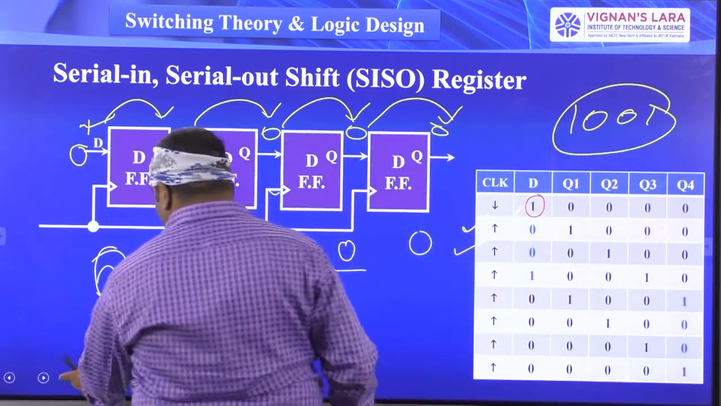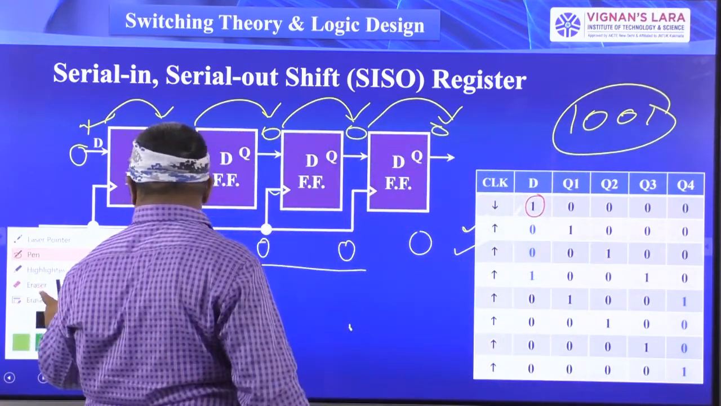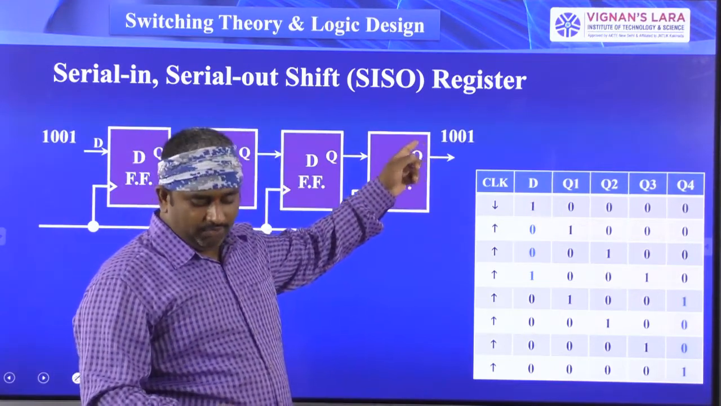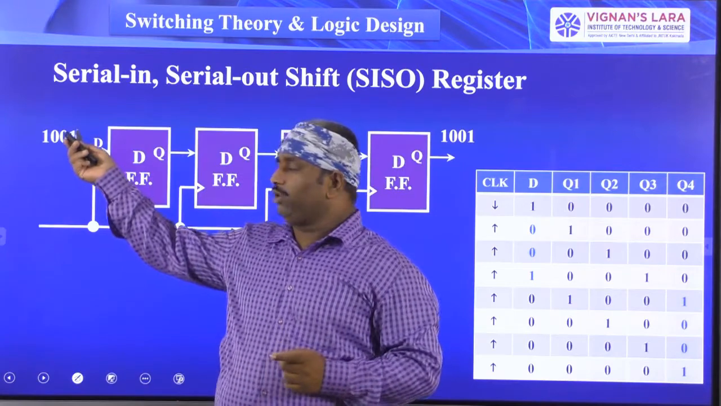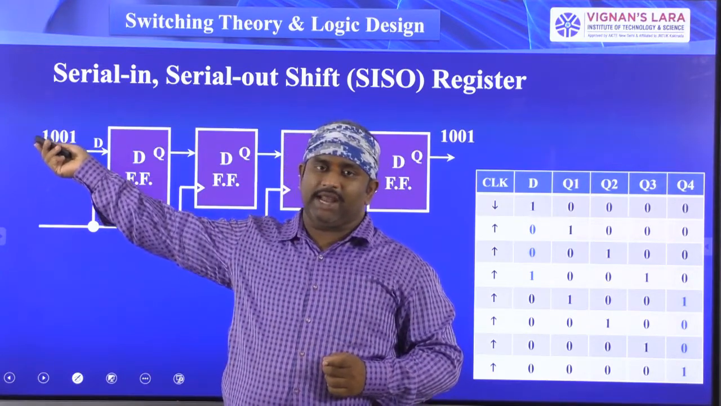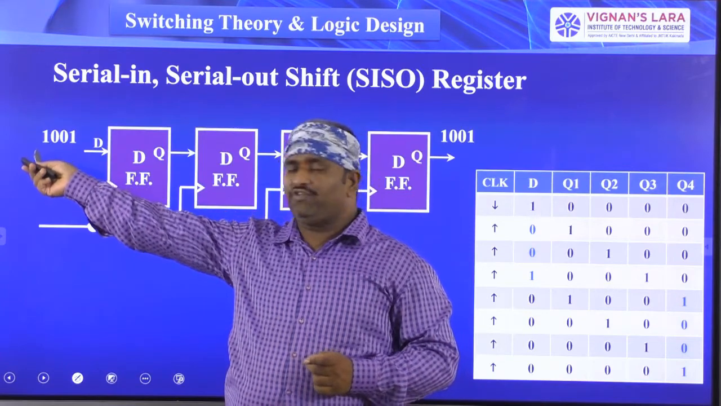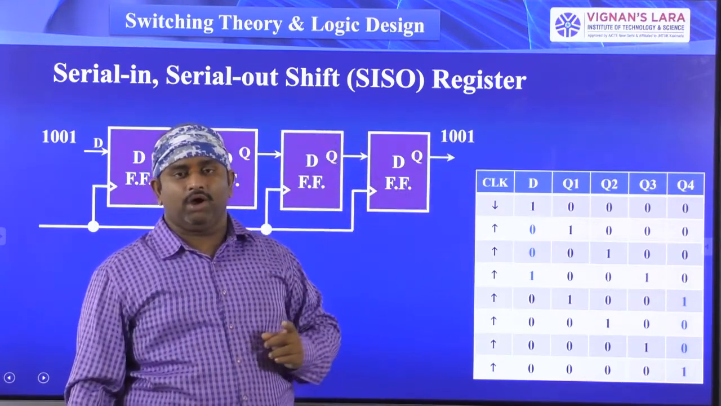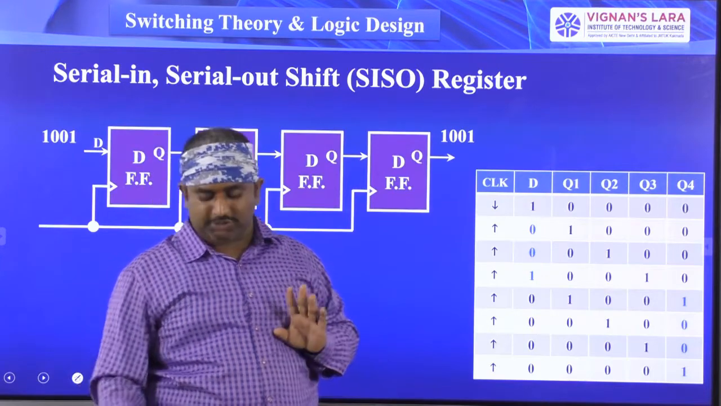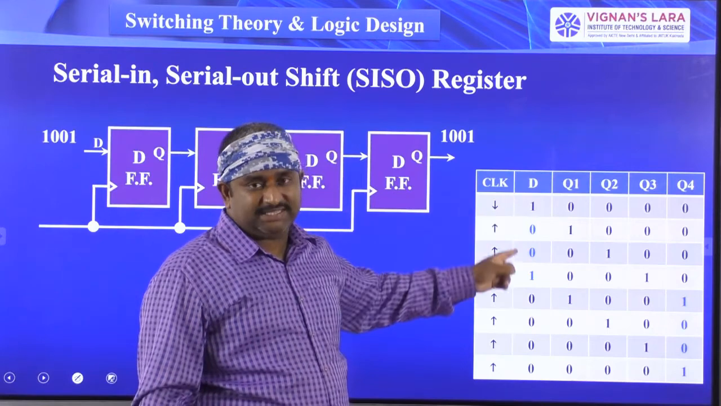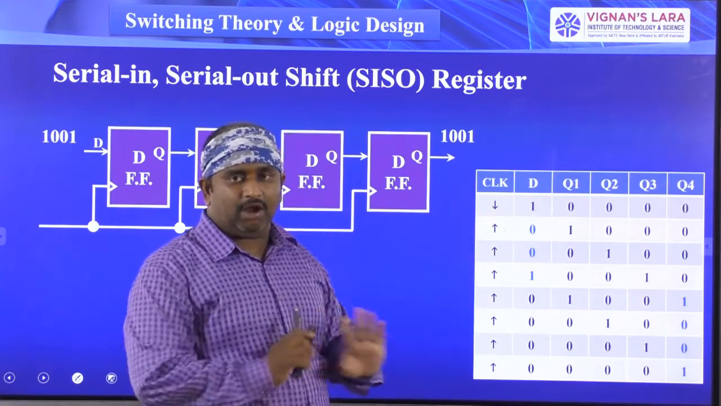So let us see. Here I am storing the data 1001. I want to store the data 1001. I am giving this data at the first flip-flop input. Finally, I have to collect the same data at the output terminal, the same 1001. I have given this data serially. Why? Because at any time I cannot give all that data at once.